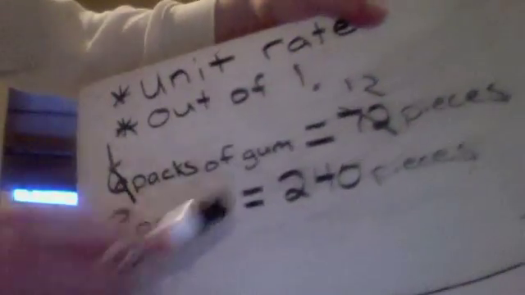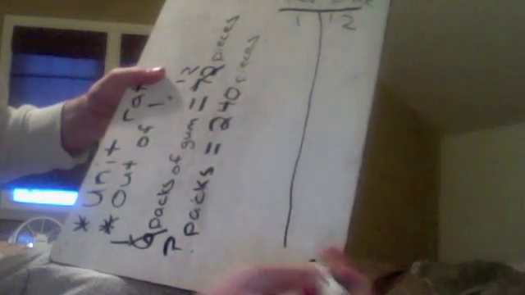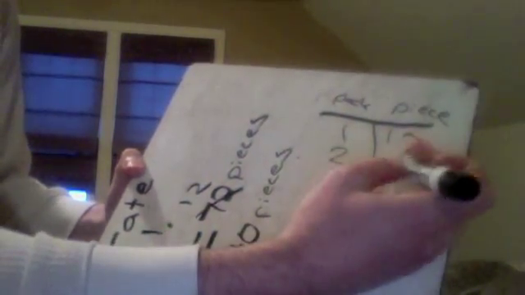So one pack of gum, we already said, was 12. Our goal is to get all the way down to 240 pieces, so that would have to be down here somewhere, 240 pieces. So what we can do is just keep listing on our chart. 2 would be 24, 3 would be 36, 4 would be 48, 5 would be 60. And we can just keep going down on our chart like that, and that would be just fine.